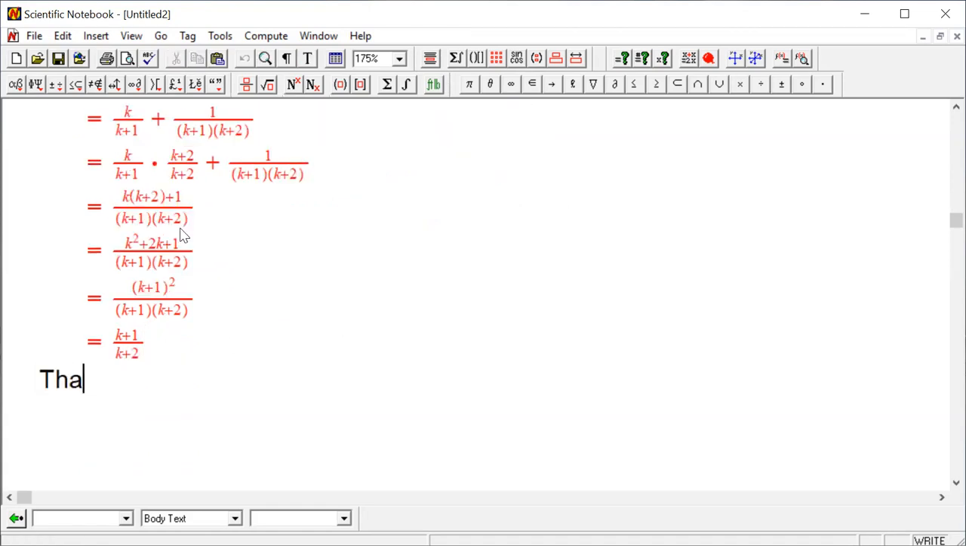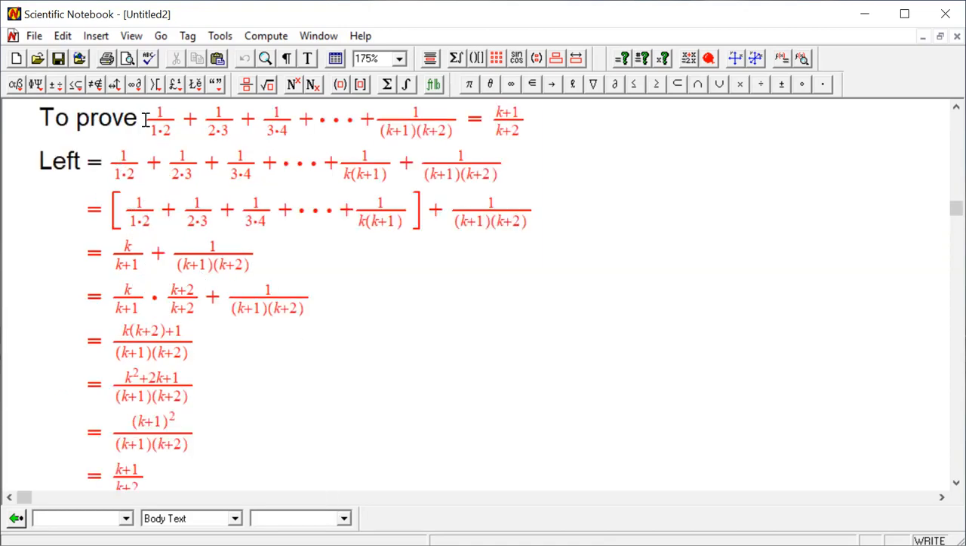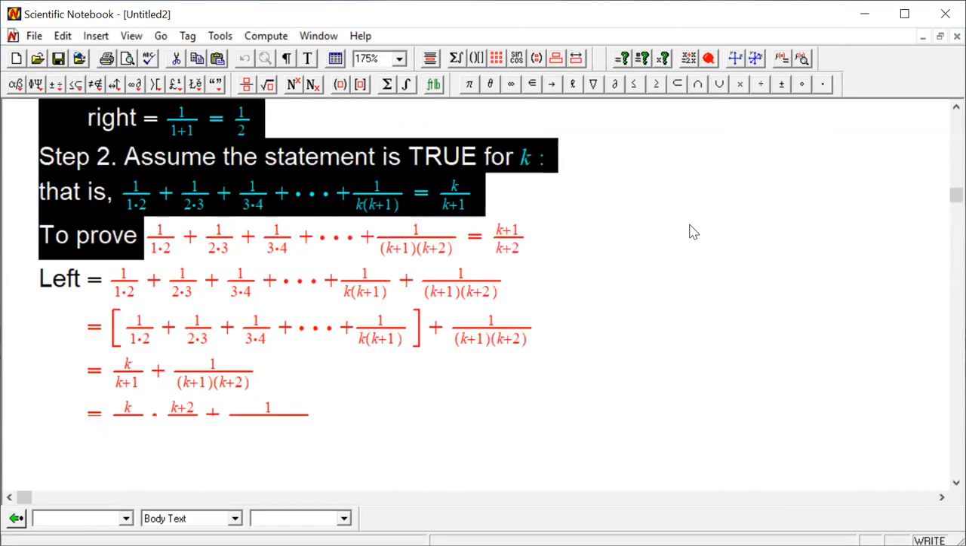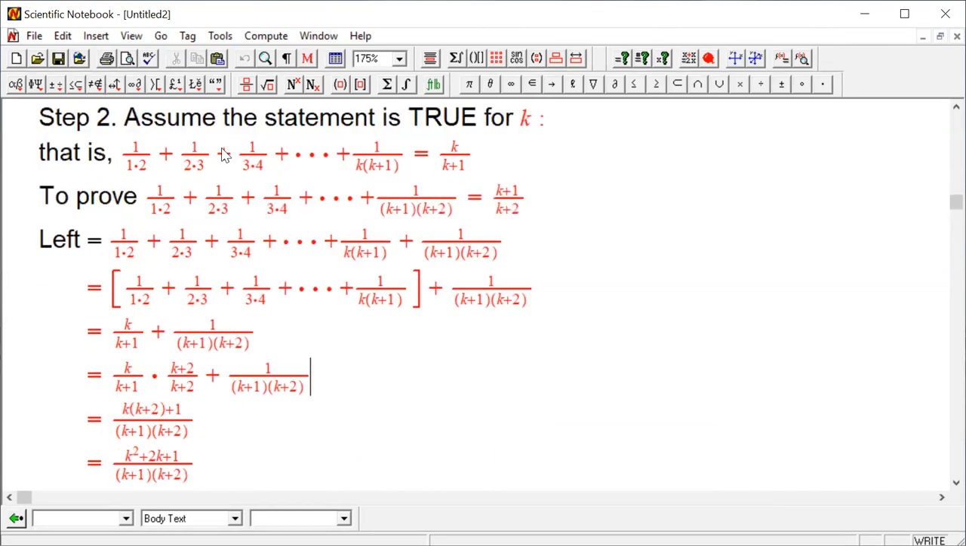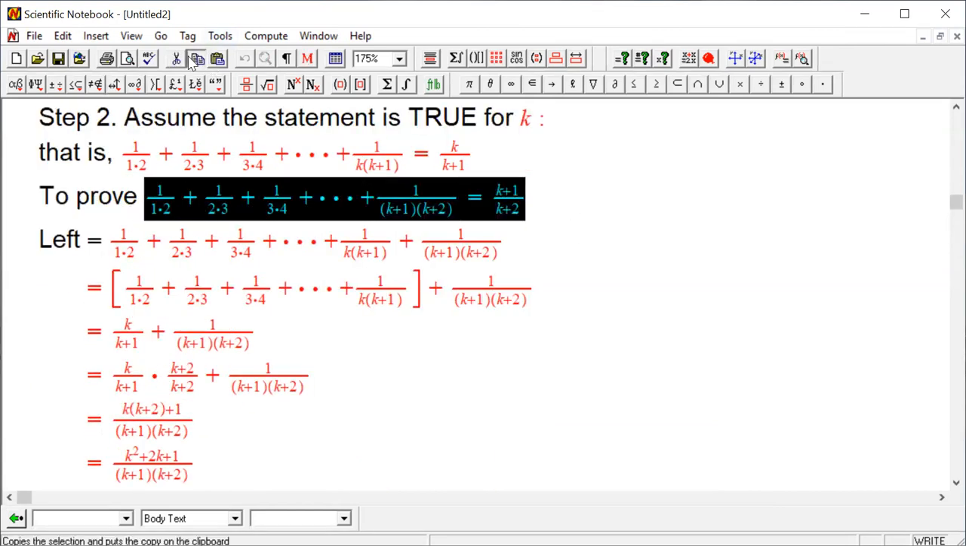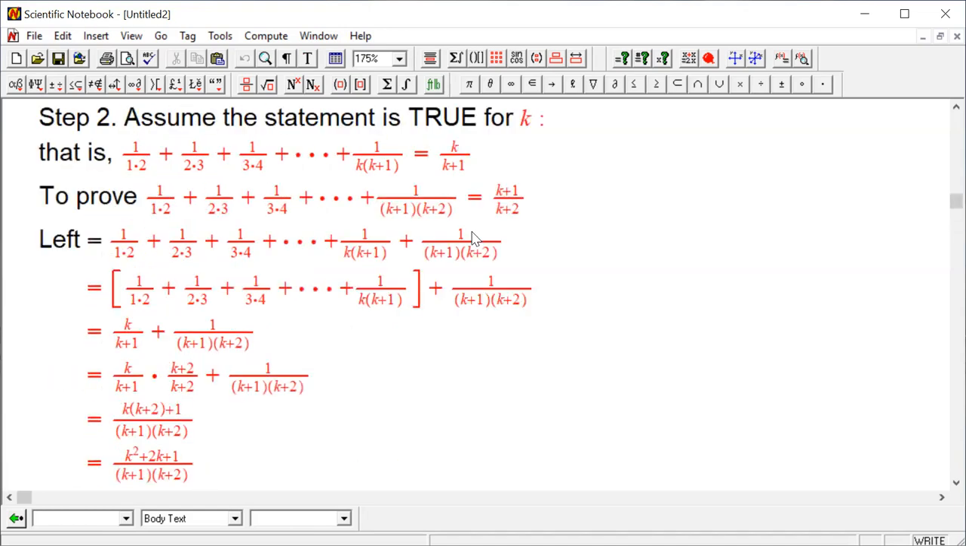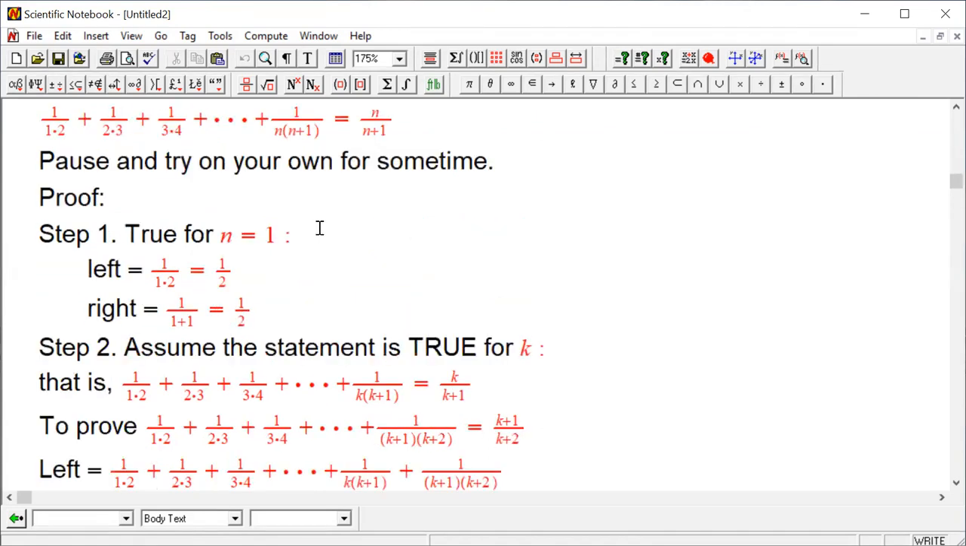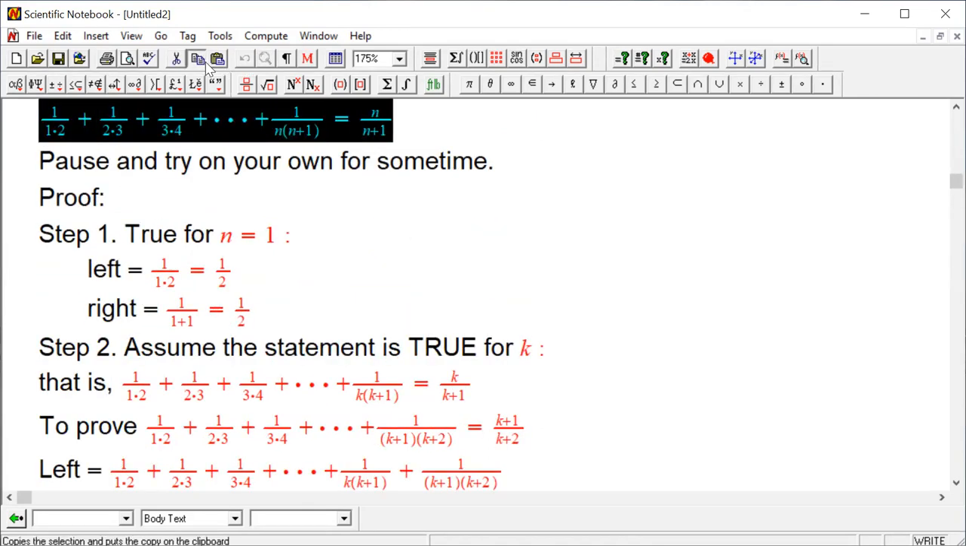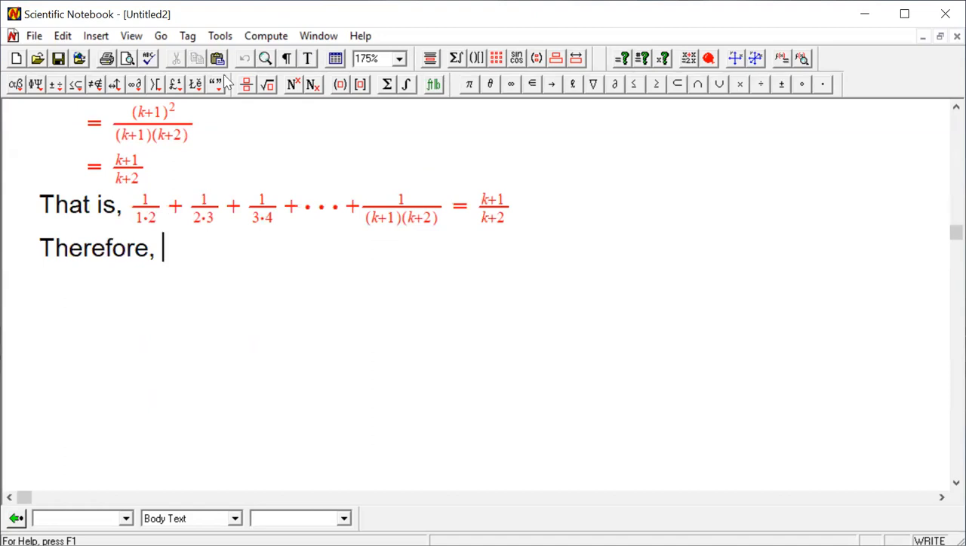Of course, you want to tell the reader that. Just show them that this has been proved. Now the two steps in the induction method have been proved properly. Then you can say therefore, the initial statement is true.